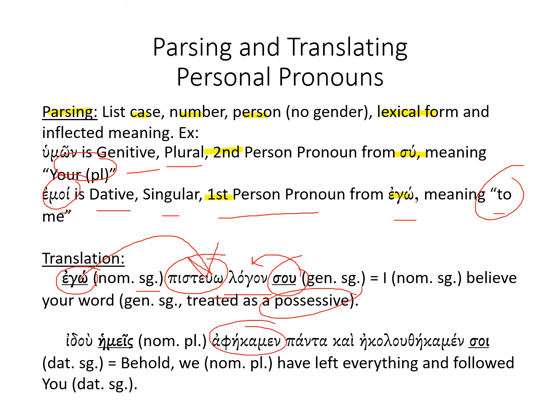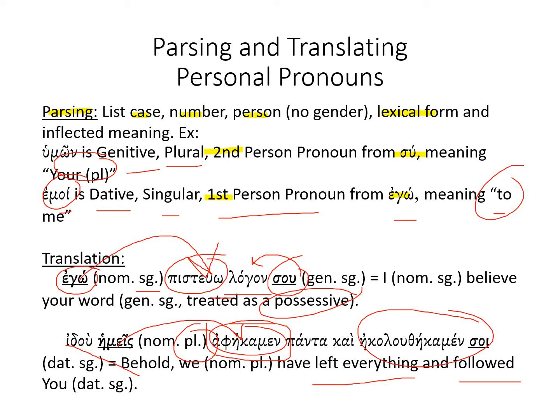Apēkolouthēsamen is our verb, "have left everything." We actually have two verbs in this phrase. Right here, a second one, "followed." Behold, this verb is a first person plural, and we have a plural nominative that fits the subject slot, hēmeis.